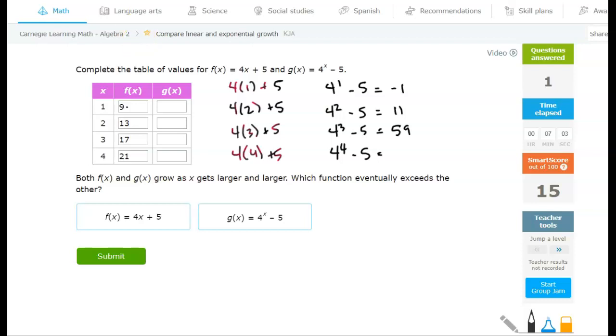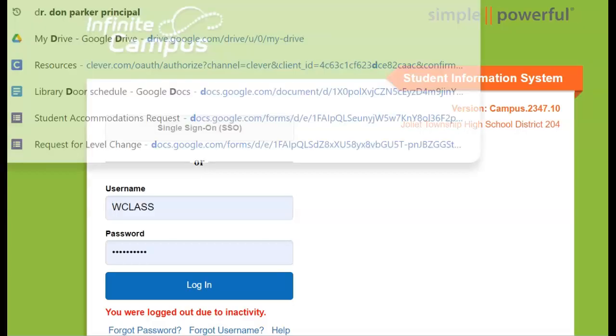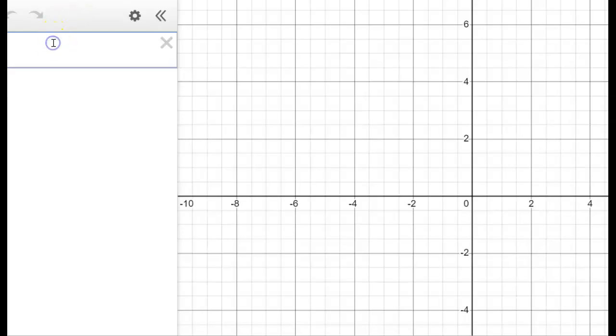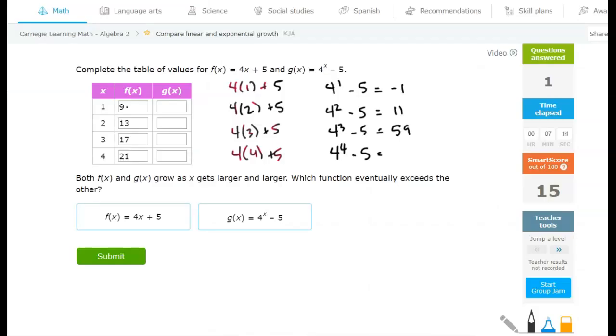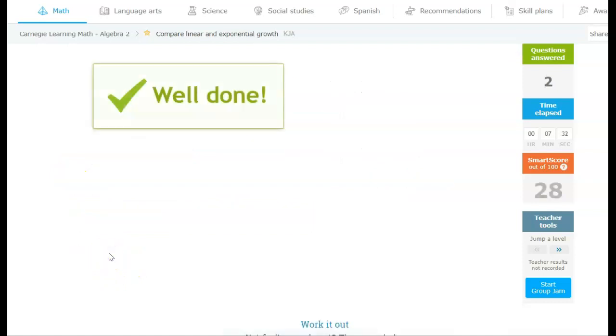Let me actually double check. So I would pull up my Desmos calculator. And so 4 to the fourth, yes, 256. And so 256 minus 5 is 251. So obviously, again, the exponential is growing faster, at 251. So I would choose the exponential function.